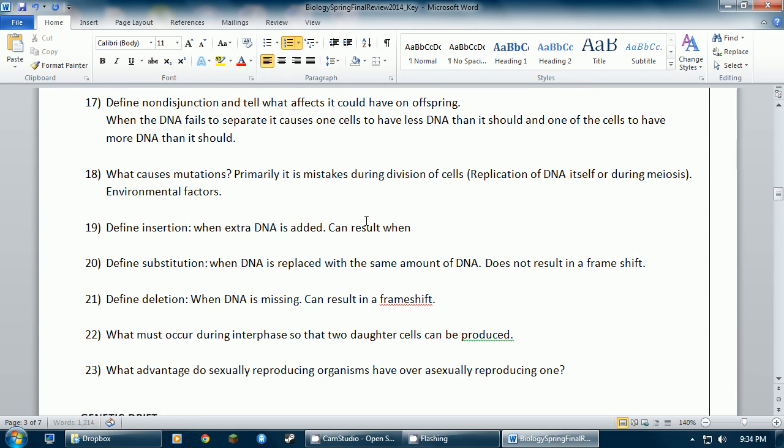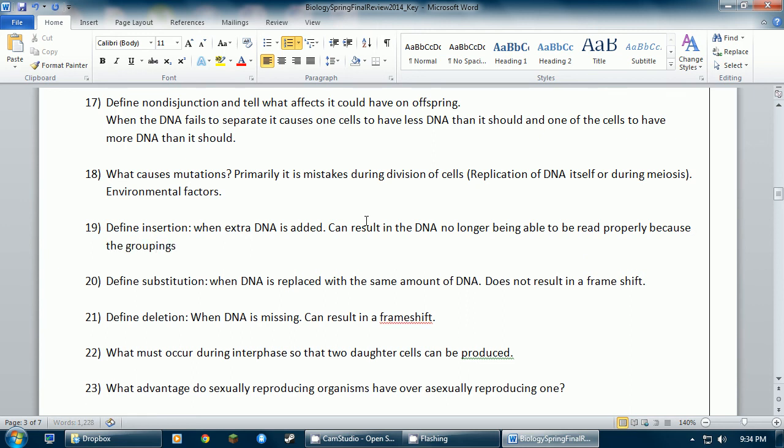A frame shift is when it can result in the DNA no longer being able to be read properly because the groupings of 3 are shifted over. And that is what we call a frame shift. And that is exactly as bad as it sounds. It means that ever after the insertion or the deletion event that causes a frame shift, it just doesn't work anymore. So yeah, that's bad.